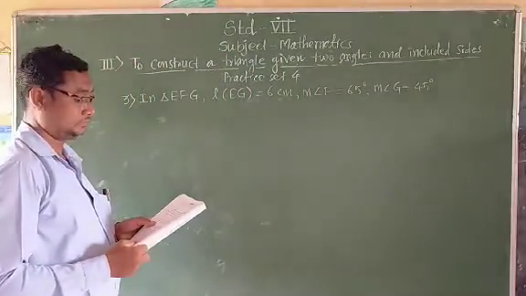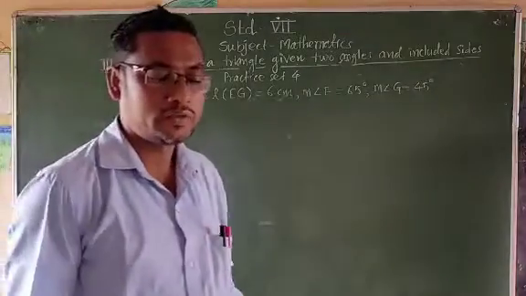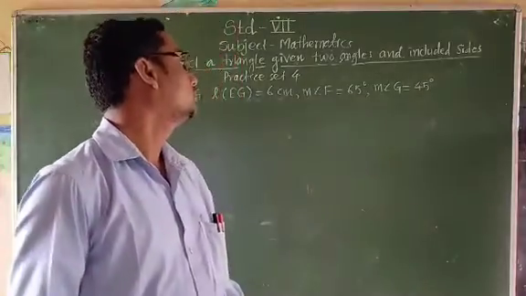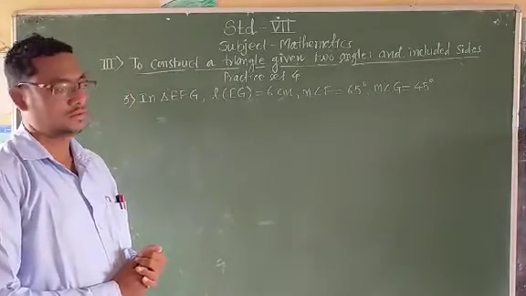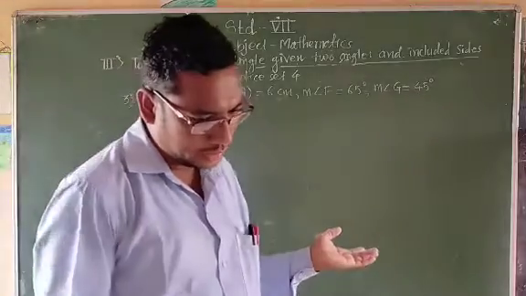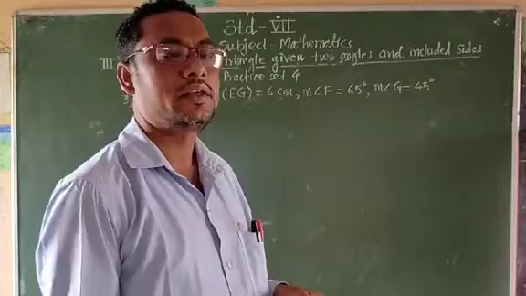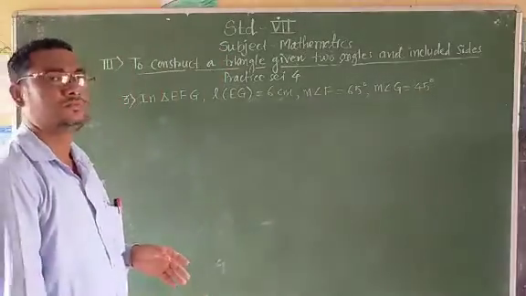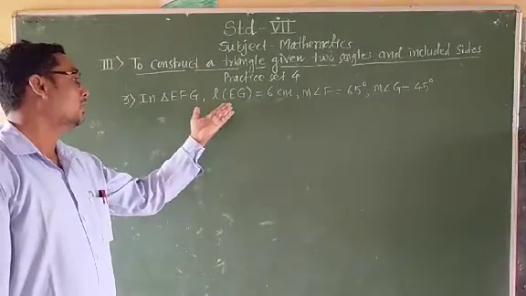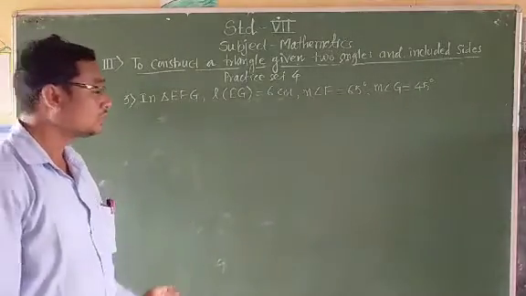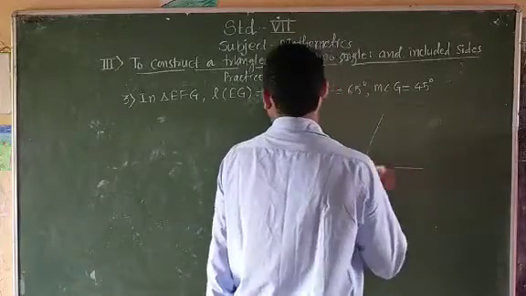Look here. What is given here? The length of EG is given. Now how do we construct? Only EG is given, angle F as 65 degrees and angle G as 45 degrees. Then how do we construct this triangle EFG? We have only the length EG. So first we draw the rough figure, okay? We have to draw a rough figure.